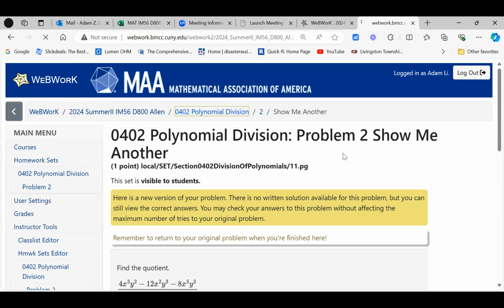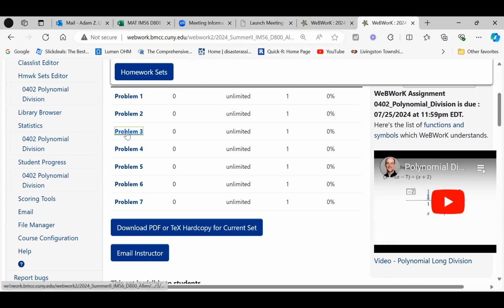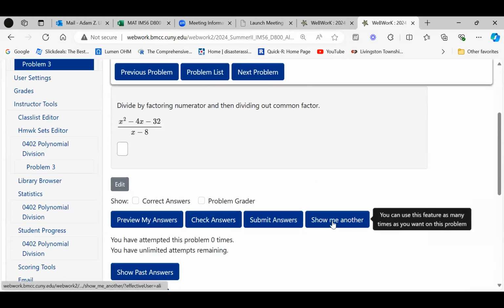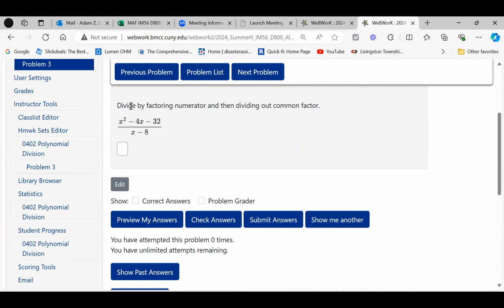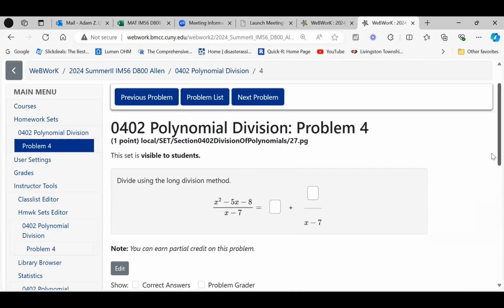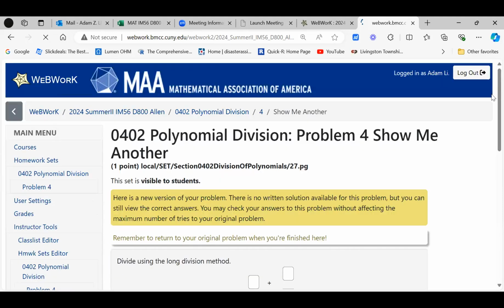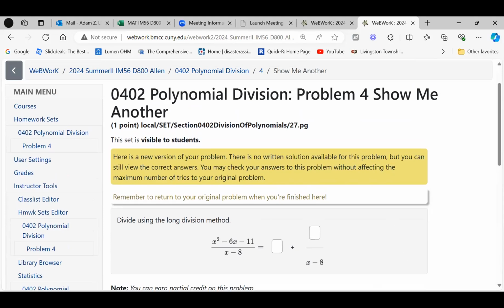All right, let's move on to the next question, which is a little bit more sophisticated. This one could be dividing by factoring. You can do this yourself, right? You factor the top, it becomes x minus 8 and x plus 4, and then cancel x minus 8. I want to show you a little bit more sophisticated one, when you cannot factor. Let's look at this one. Let's learn how to do this step by step.